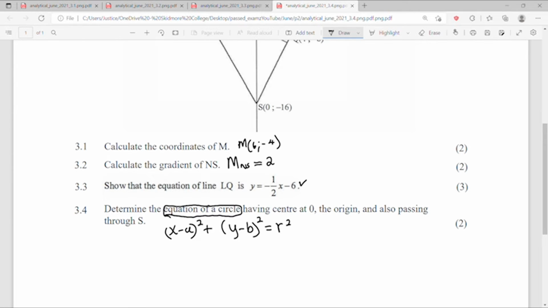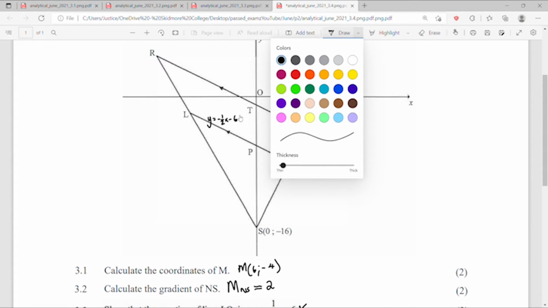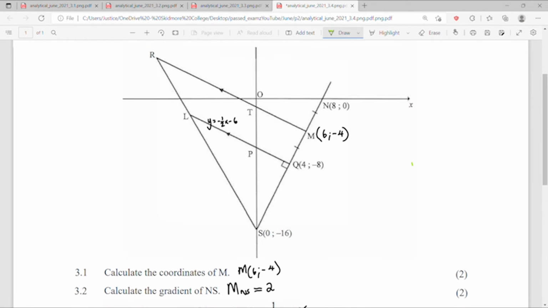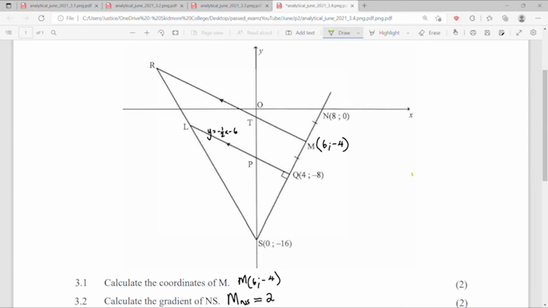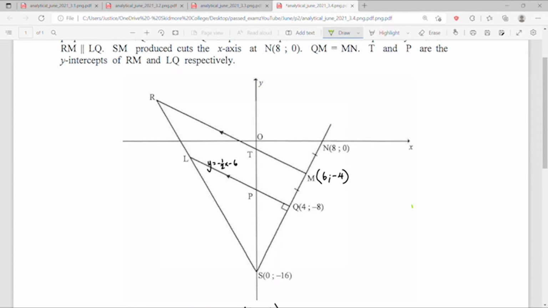So, determine the equation of a circle having its center at the origin and also passing through S. The other things they talked about, we need to reference on the graph here. As you can see, we already have some of the data from previous calculations. If you haven't seen them, make sure you check them out in this same playlist.